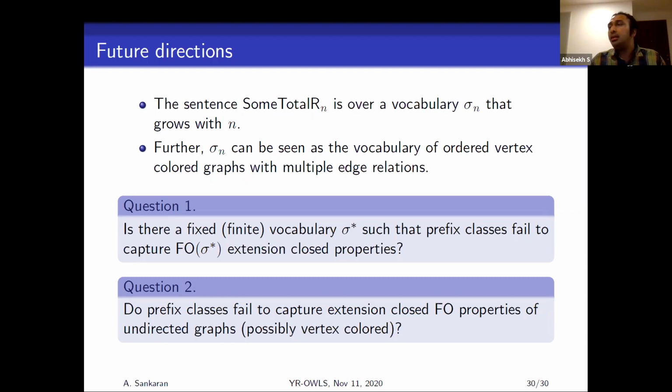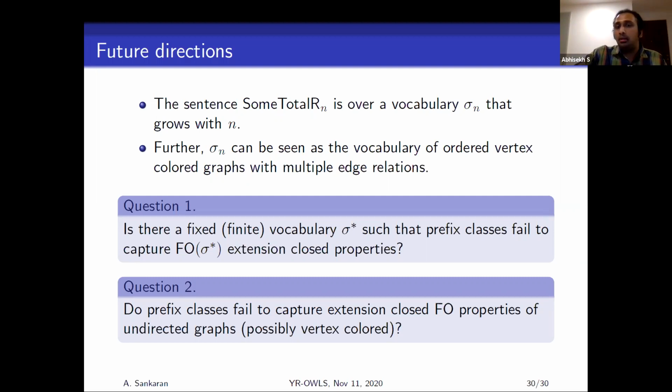That is one. Second, we are looking at these structures which are really ordered multigraphs. Yeah, we have binary relations, but we also have an order, but you have multiple binary relations floating around. Can we try and get an example only for graphs? Only undirected graphs, maybe some colors, vertex colors allowed, but only for this particular setting can we show that prefix classes again fail to capture extension closed properties of graphs. After all, I began giving you examples of extension closed properties of graphs. So what happens to graphs for this particular result?